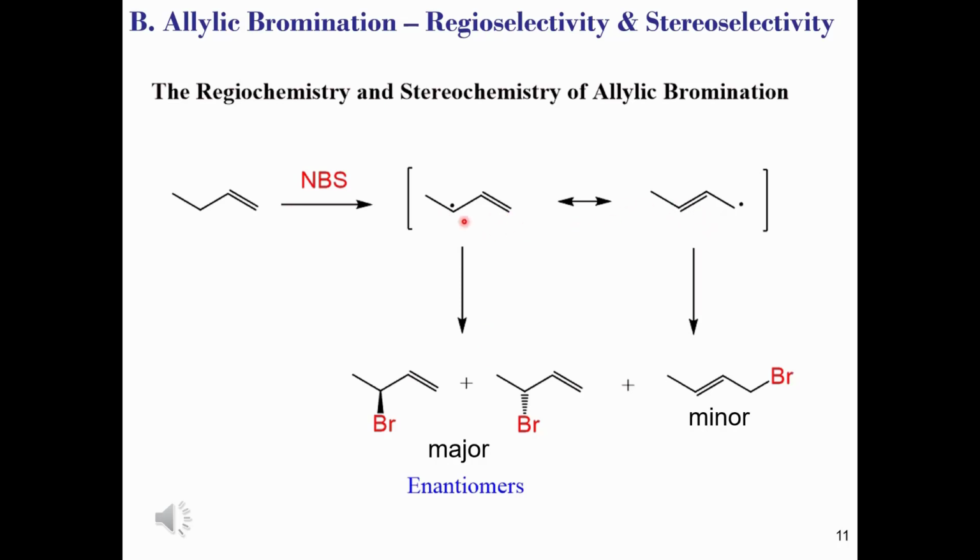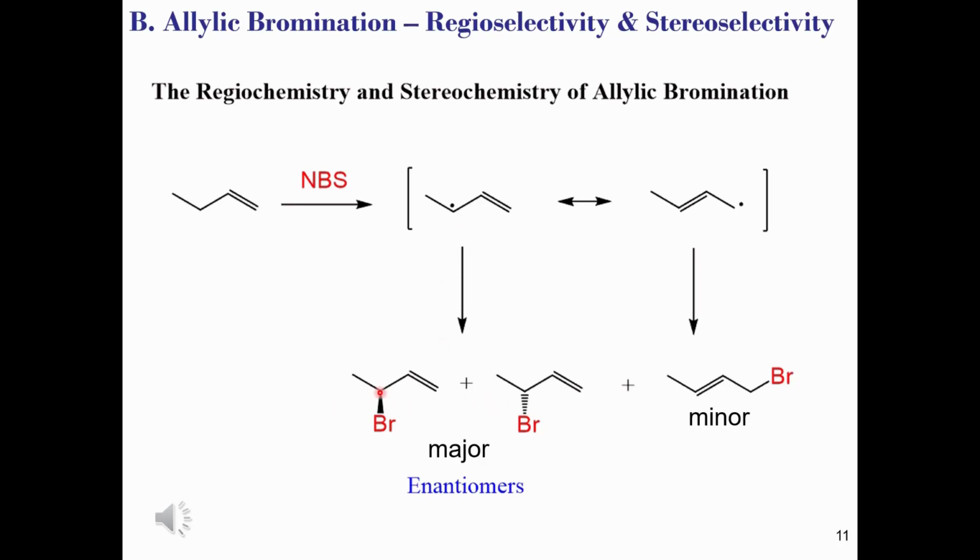One is a secondary allylic radical which is stabilized by hyperconjugation, and the other one is a primary allylic radical which is not as stabilized by hyperconjugation. So this means that bromine abstraction will more likely occur at the position that contains the more stabilized radical species, as indicated by the major products.